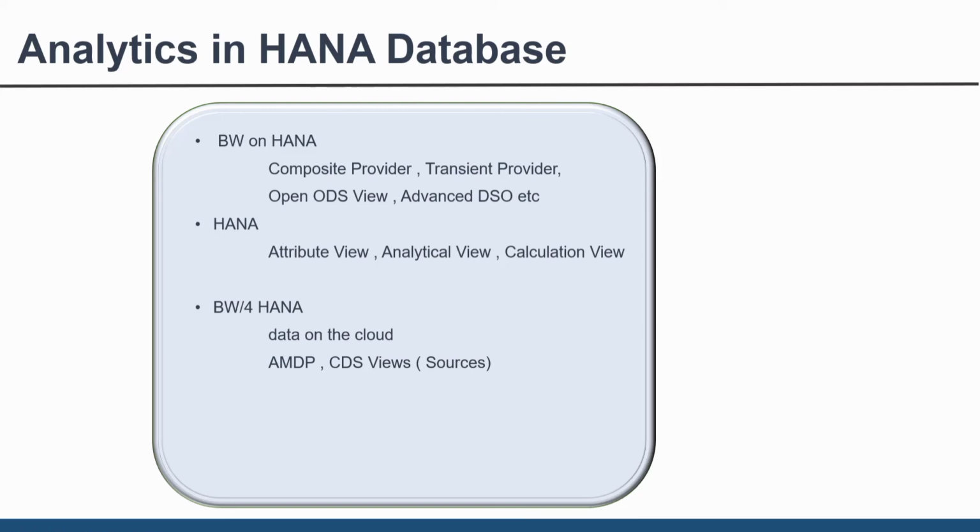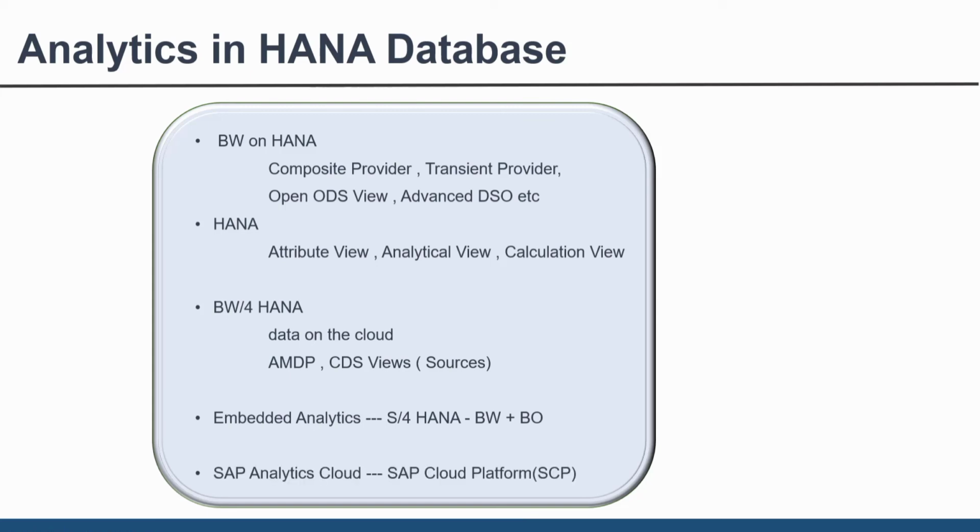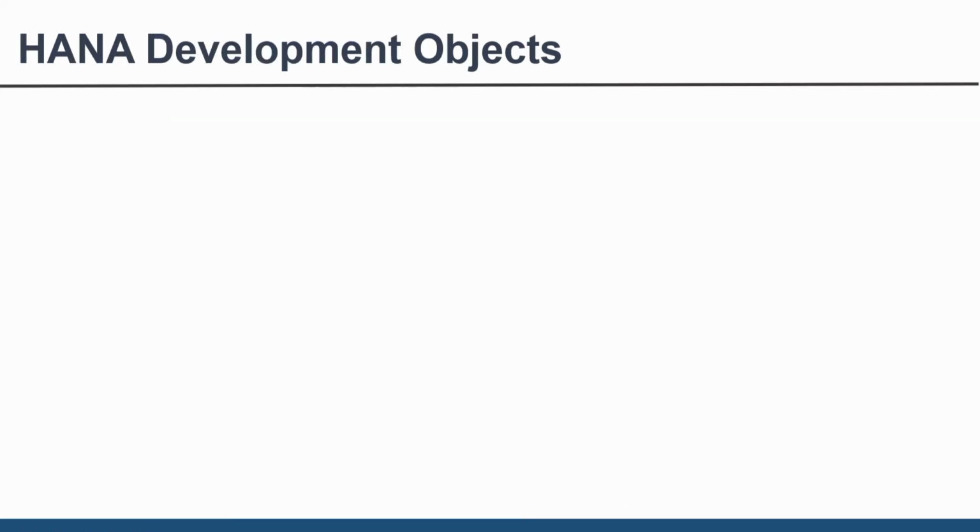You can also do the analytics in HANA with before HANA. You can have data on the cloud. You can create AMDPs and CDS views. You can also have embedded analytics with HANA, especially on S/4HANA with BW and BO. You can also use SAP Analytics Cloud, that is, you can do analytics on top of the cloud using SAP Cloud Platform. So these are the different ways in which you can do analytics with HANA database.